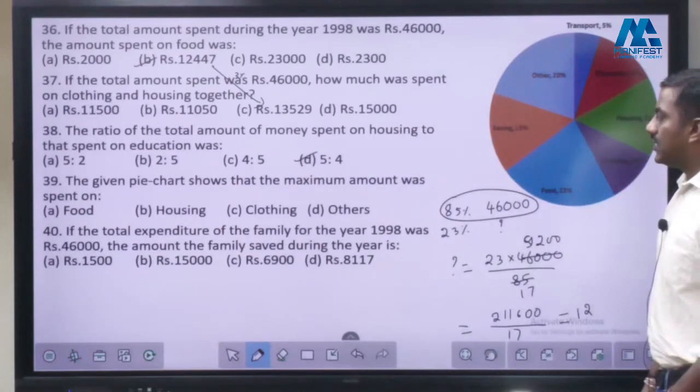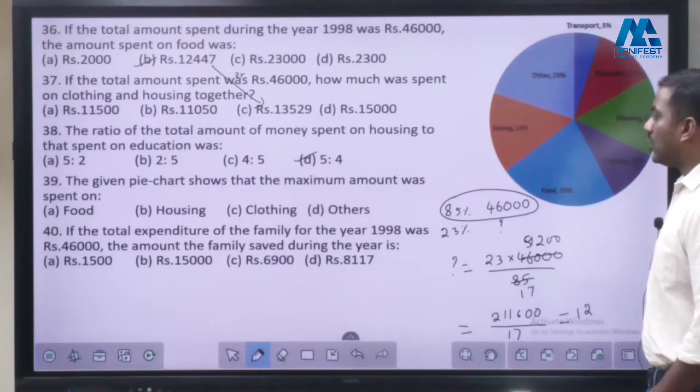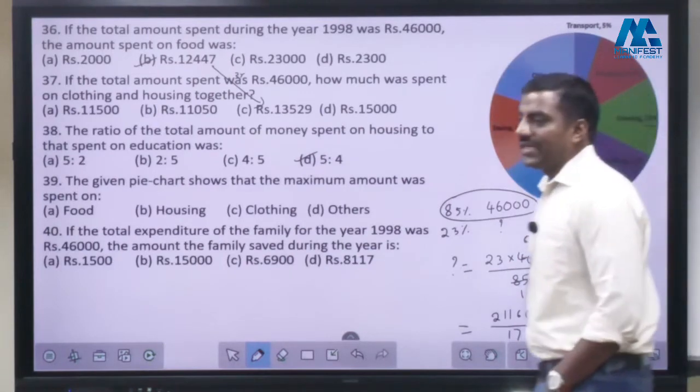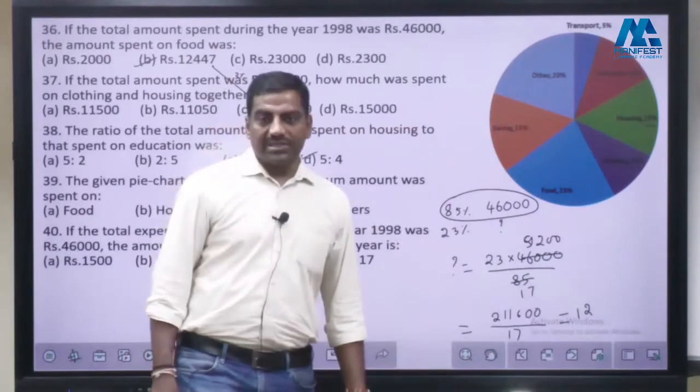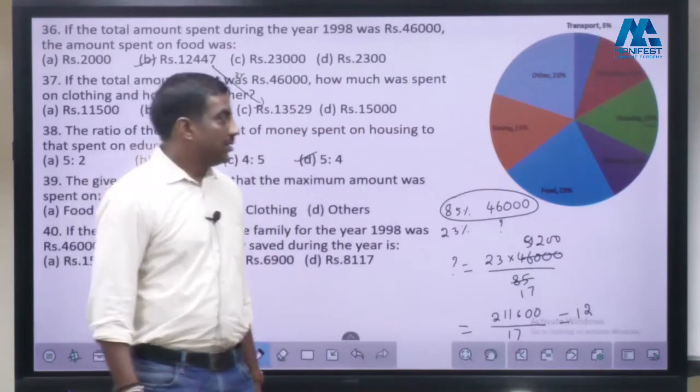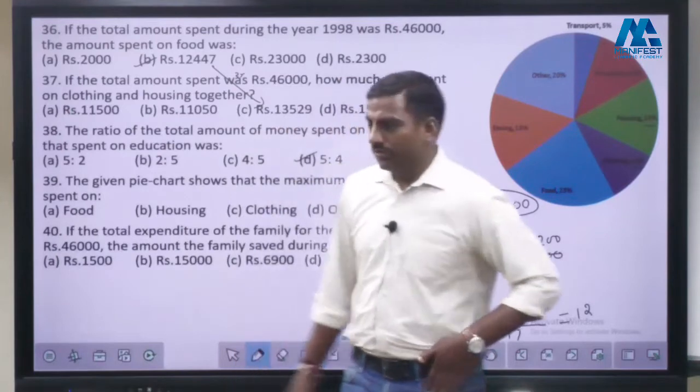The given pie chart shows that the maximum amount was spent on. Look at the largest sector. Food. How much? 23%. Done.